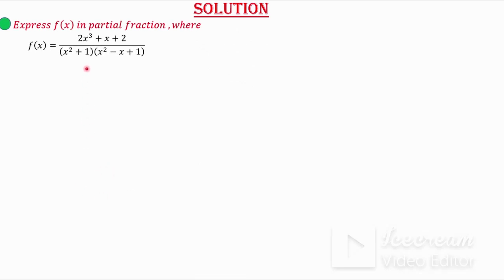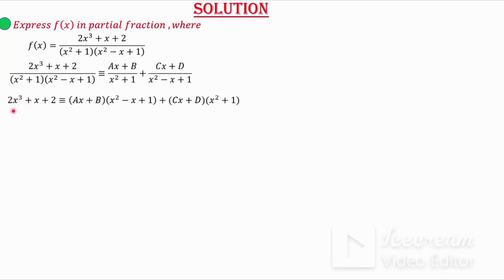Let's move into the solution of this question. The first part of the question is to express f(x) in partial fractions, where f(x) equals 2x cubed plus x plus 2 divided by (x squared plus 1) times (x squared minus x plus 1). Expressing f(x) in partial fractions simply implies that f(x) is equivalent to (ax plus b) divided by (x squared plus 1) plus (cx plus d) divided by (x squared minus x plus 1).